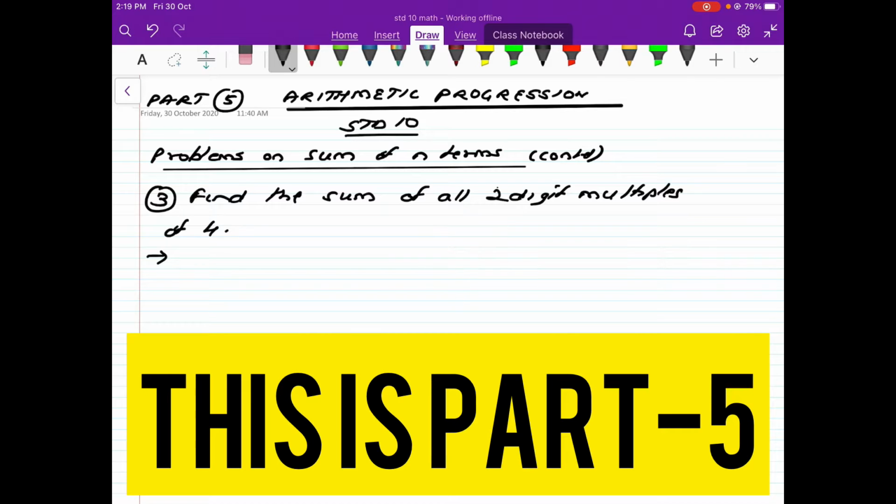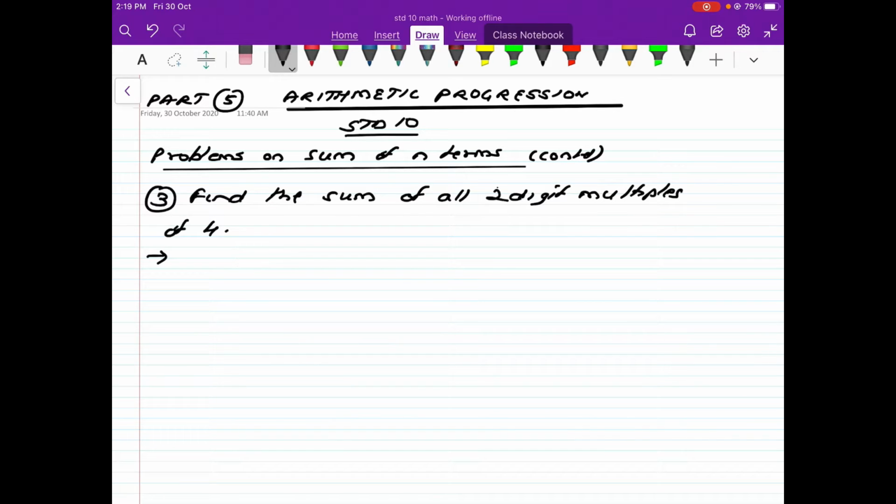This is part 5 of the chapter Arithmetic Progression, Standard 10th. We will be continuing the sums on finding the sum of the n terms. So this is the third sum. Find the sum of all the 2-digit multiples of 4. It is specifically told to us 2-digit multiples of 4. So which is the first 2-digit multiple?